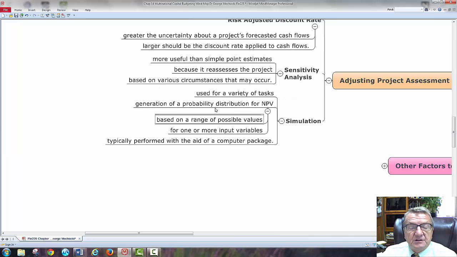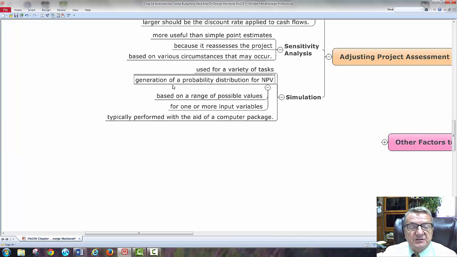Software again doing it. Simulation is using a variety of tasks, generating a probability distribution of net present value based on a range of possible values for one or more input variables. Typically it is aided by software. There's no way you're going to do all the variables. Trust me. That's why in the class here I'm showing you the math, giving you the formula, but everything else is going to be done in a spreadsheet or in the software. I plug in the numbers and I understand what the relationship is telling me, and I can go forward.